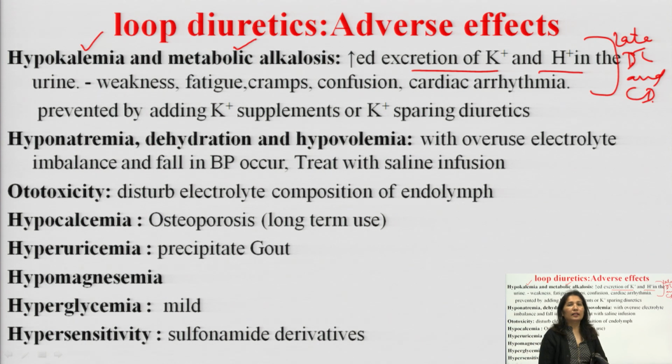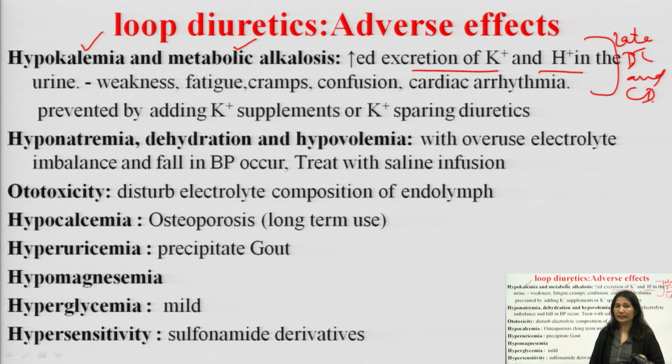So, it is especially risky for patients with cardiac arrhythmia and those on digitalis. So, weakness, fatigue, cramps, confusion, cardiac arrhythmia may occur. It is prevented by adding potassium supplements or potassium sparing diuretics. Hyponatremia, because of the excess loss of blood volume, excess loss of water and sodium, it may lead to hyponatremia, dehydration, hypovolemia and fall in BP may occur. So, if it is over dehydration, then we should treat with saline, or we can stop temporarily to treat dilutional hyponatremia.